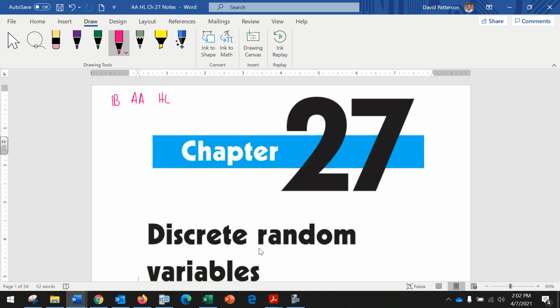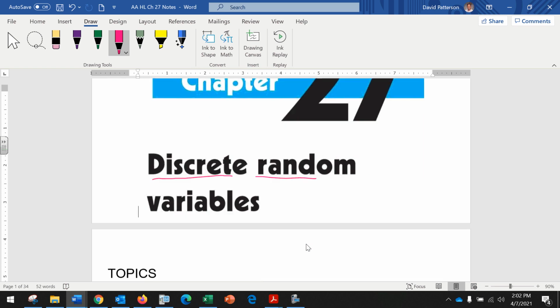We're only going to be doing the first half of Chapter 27 today, and then there'll be a separate video for the second half. But Chapter 27 is all about discrete random variables. Okay, so we're talking about what does it mean for a variable to be a random variable, and then specifically what is a discrete random variable.